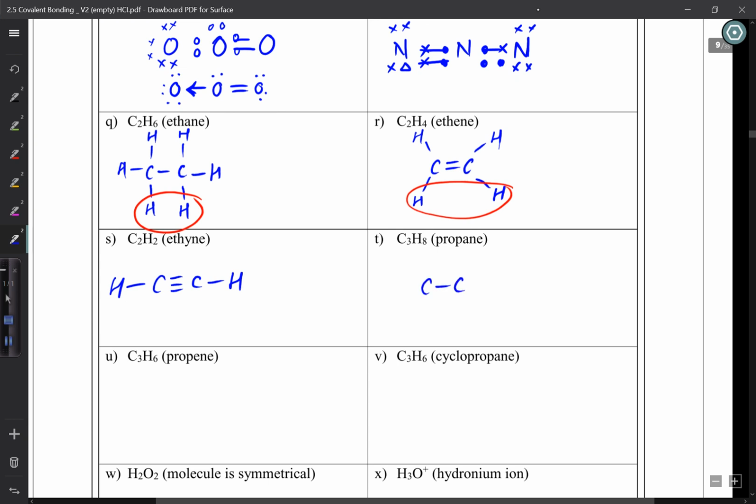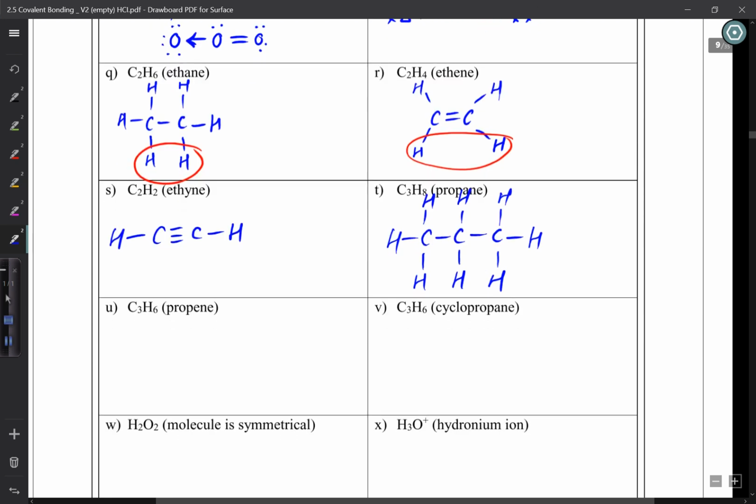Yeah, and then you have propane. Propane basically is somewhat similar to ethane. Everything is CC bond or CH bond. This is propane. And then you have propene over here. So based on the name, you should suspect that it contains a double bond. So this is propene.